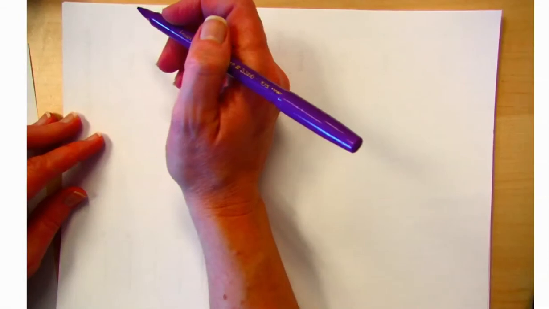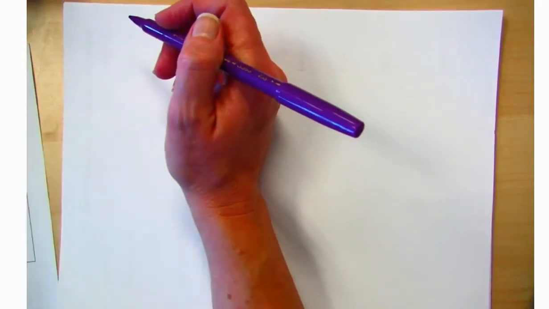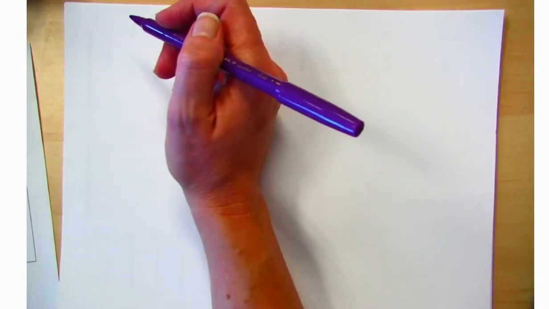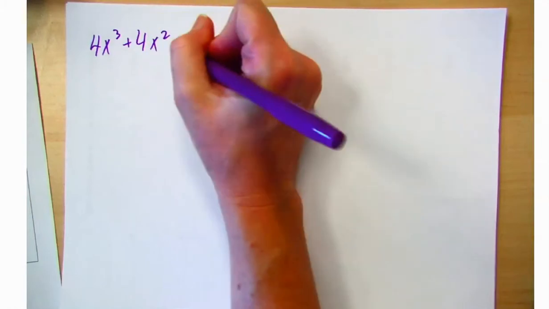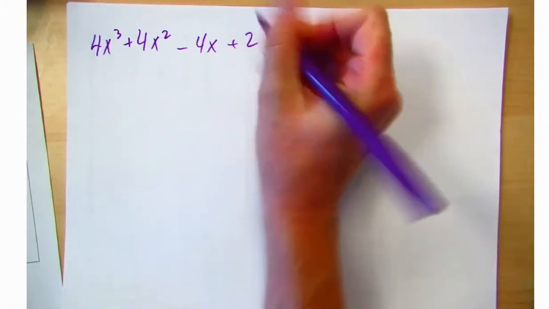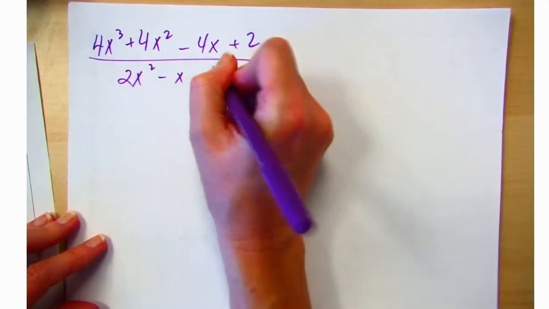Okay, here we go. This one is just straight up a mess. We've got, first of all, lost my spot. Where'd it go? Yeah, this is nasty. Here we go. 4x cubed plus 4x squared minus 4x plus 2 all over 2x squared minus x minus 1.